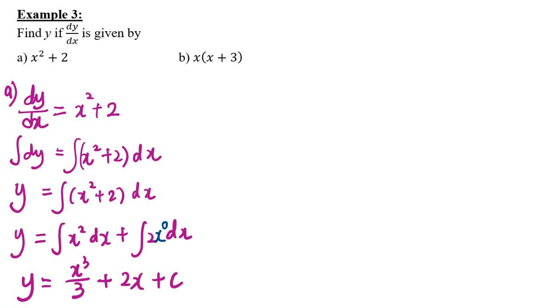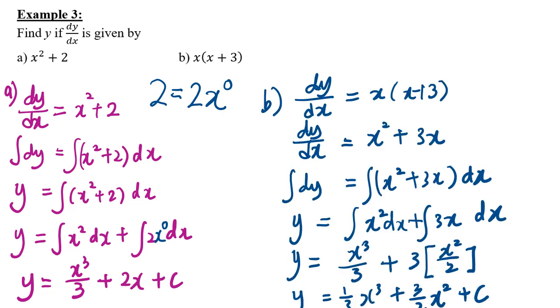So if you look at b, now remember, the integration is for multiple terms separated by positive or negative. So therefore, in example b, you would have to expand the expression. Just a reminder that 2 can be written as 2x to the power of 0, because x to the power of 0 is 1. So 2 times x to the power of 0 is just 2 times 1, which gives you 2. For part B, we need to expand x bracket x plus 3 to give you x squared plus 3x.